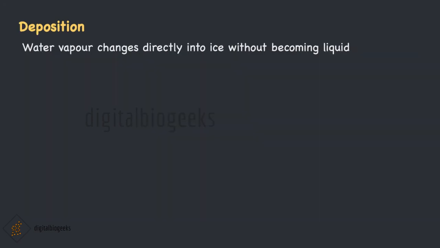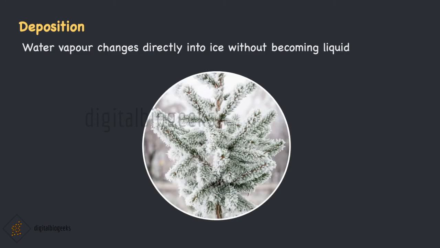When a gas directly changes into solid, that is called deposition. One example of deposition is water vapor changing directly into ice without becoming a liquid. This is how frost is formed. Frost is small ice crystals formed on the ground or any other surfaces.